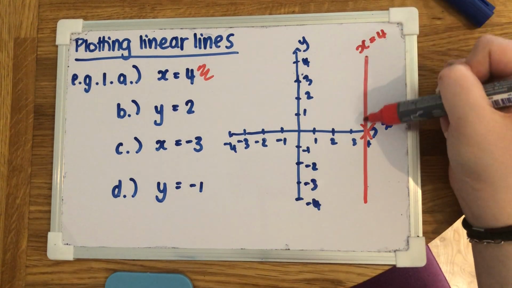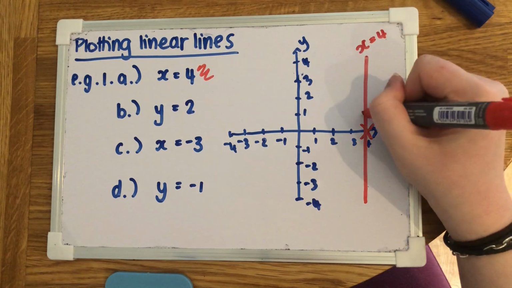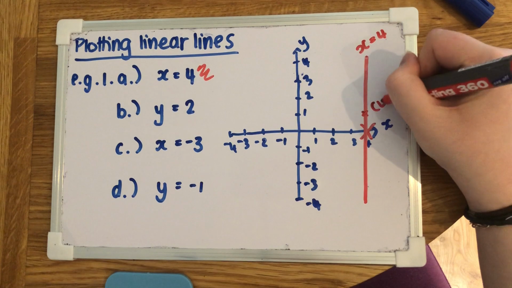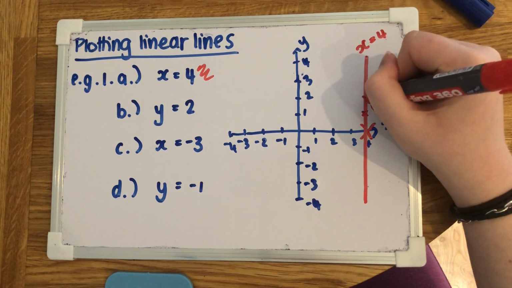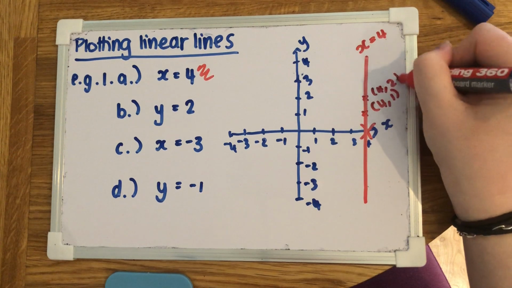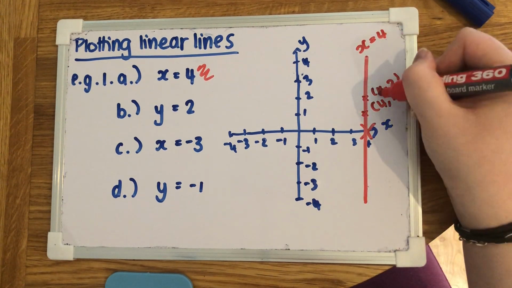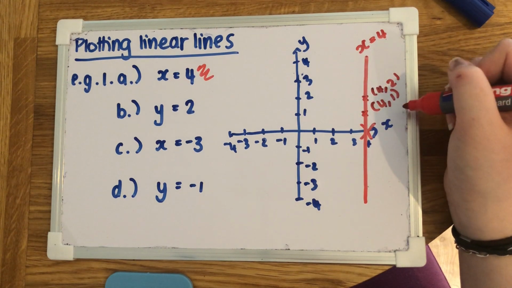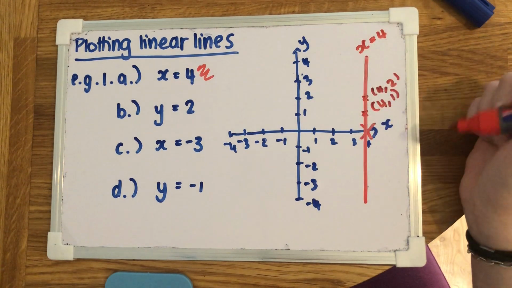Okay, now if I looked at the coordinates on this line, for example this one, I'm going 4 across and 1 up. Again, if I look at this point here, I'm going 4 across and 2 up. So all the coordinates on this line will have the x, or the first number in the coordinates, as being 4, which is the x part.